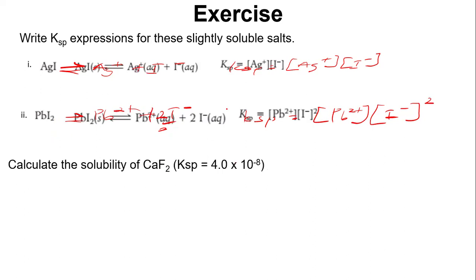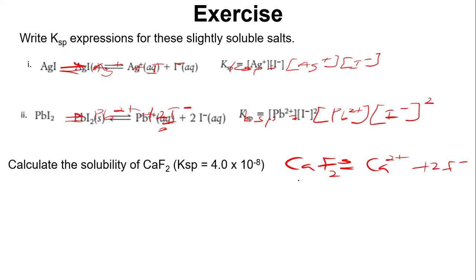Now, we have to do some calculations. So they're asking us to calculate the solubility of calcium fluoride, right? They have given us the Ksp. Now, we have to first of all write the dissociation equation for that. So partially soluble, we have calcium 2 plus and 2 of the fluoride ions, right?